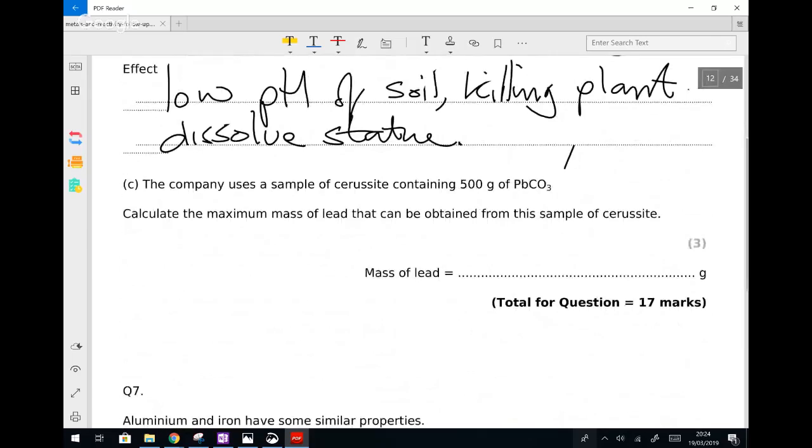Next, the company uses a sample of cerussite of 500 grams, calculate the maximum mass. We're into a good old calculation. Dry ice can be used for cooling.